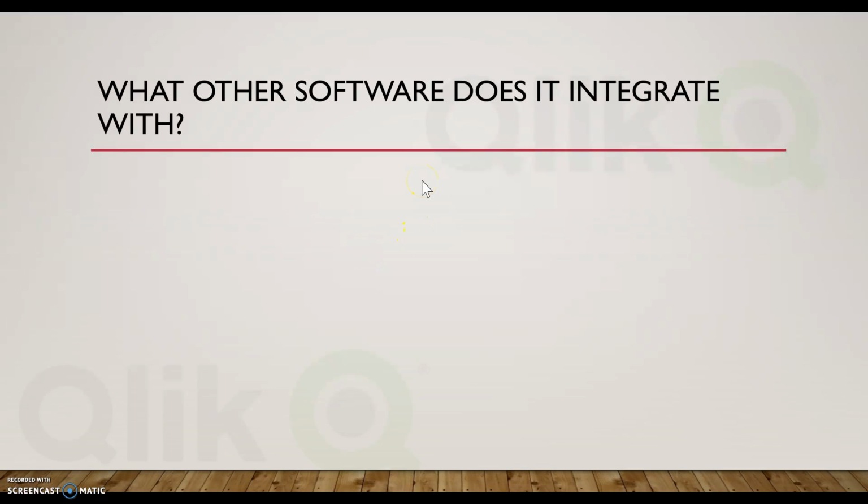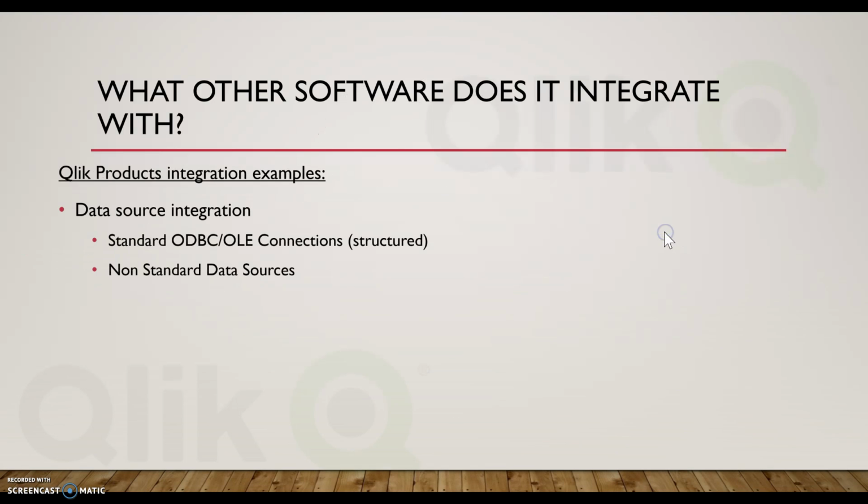Qlik software integration. What other software does it integrate with? Qlik products integration examples. Its data source integration includes standard open database connectivity, or ODBC, and object linking and embedding database, or OLE DB, connections. Non-source database sources: SAP NetWeaver, which is a technology of the software company SAP SE.